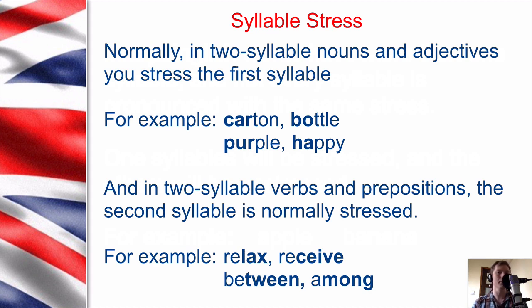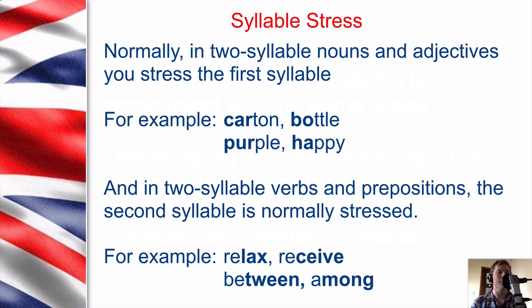Normally, in two-syllable nouns and adjectives, you stress the first syllable of the word. For example, carton, bottle, purple, happy. So in all these words, the first syllable is stressed.